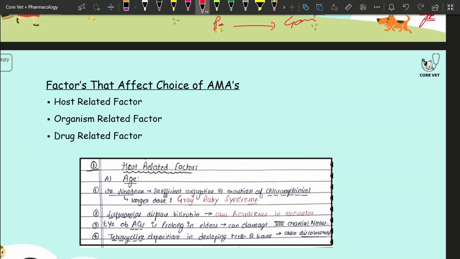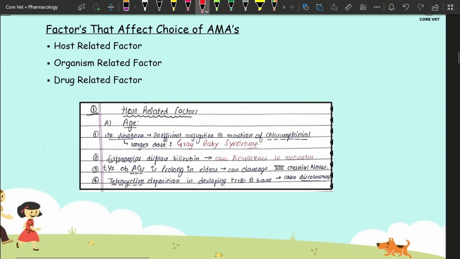So there are three types of factors that affect the choice of any antimicrobial agent. You can't prescribe tetracycline to a patient who has liver damage. If a patient has hepatotoxicity or liver damage, you can't prescribe tetracycline in an excessive dose, because it will further aggravate the condition, right? So the three types of factors are the host related factor, the organism related factor, and the drug related factor.